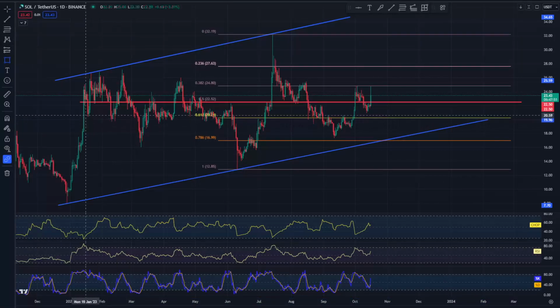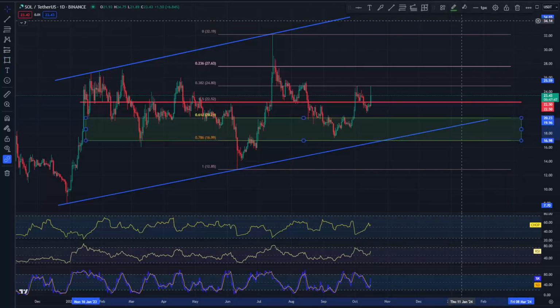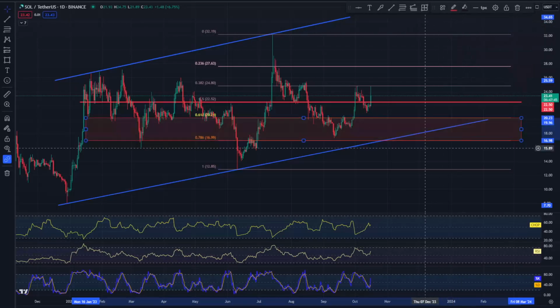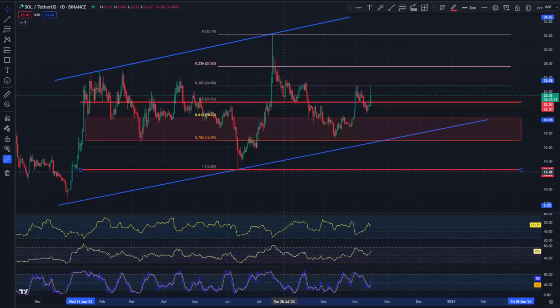Then we have a visible strong support zone from $20.23 to $16.98. But if the price falls lower, we may see the price return to the support level of $12.81.